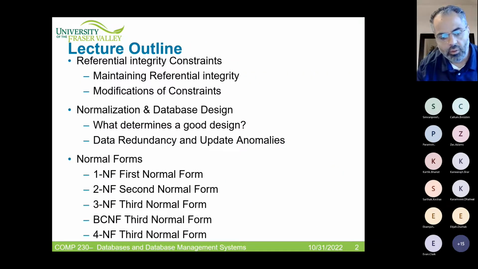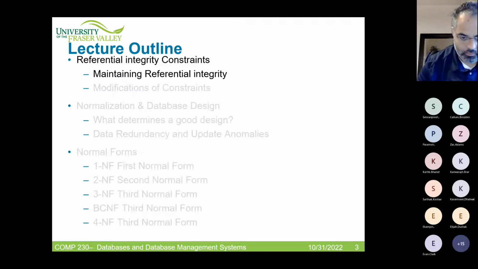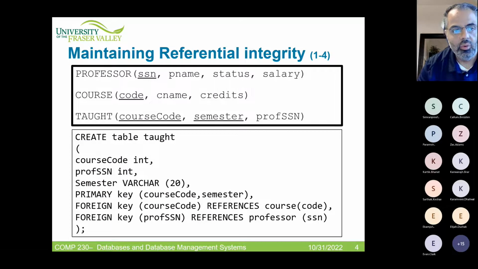So we'll talk about referential integrity constraints today. And then we'll talk about normalization, what is normalization in database design and its relation to database design. And then we talk about the four different normal forms that we should consider in this course. Sure, we will have some group work exercises. So let's start with how we can maintain referential integrity.